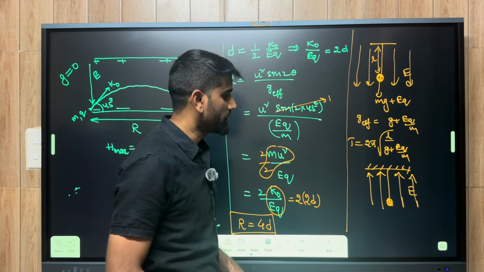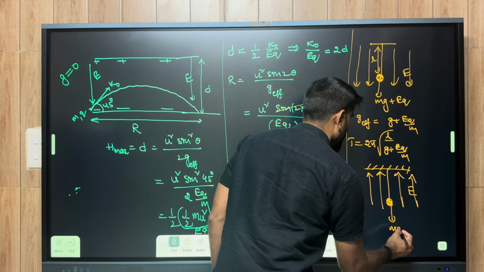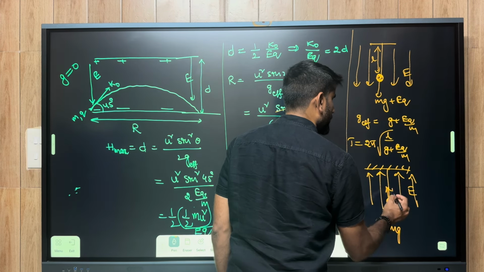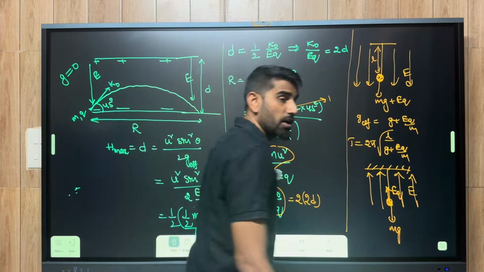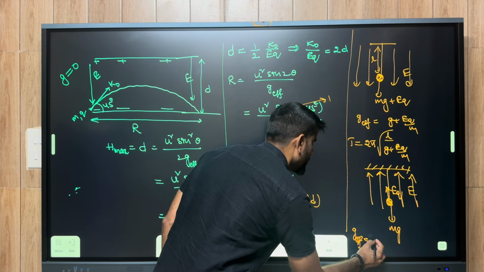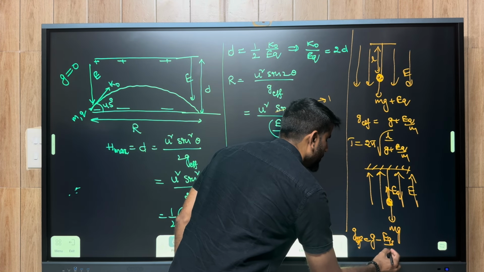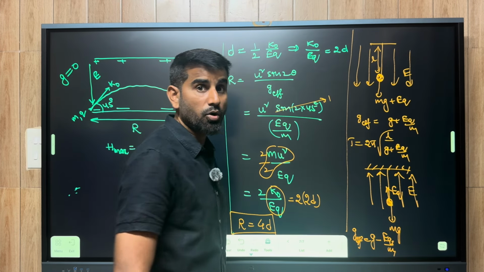Electric field is in upward direction. As the field is in upward direction, weight is acting vertically downwards, mg, and electric force eq is acting vertically upwards. Now g effective will be how much? G effective is equal to g minus eq by m.